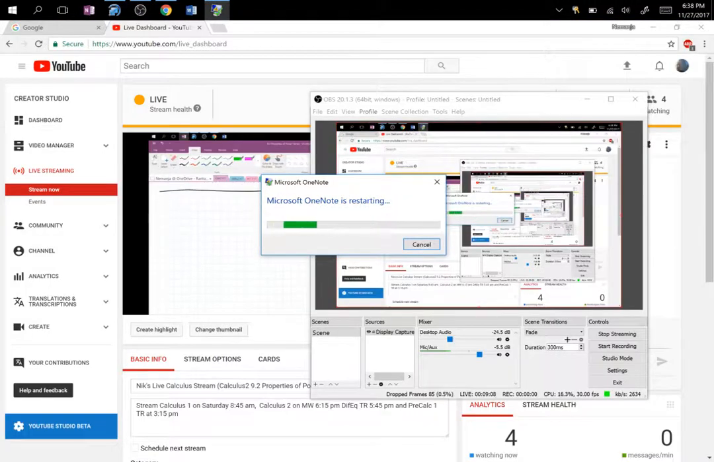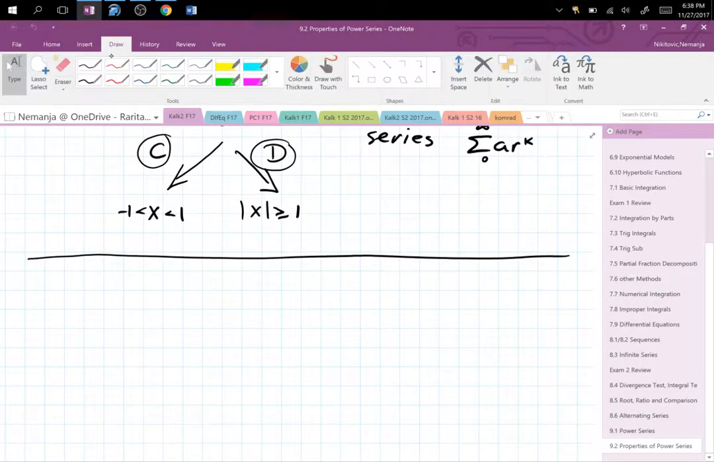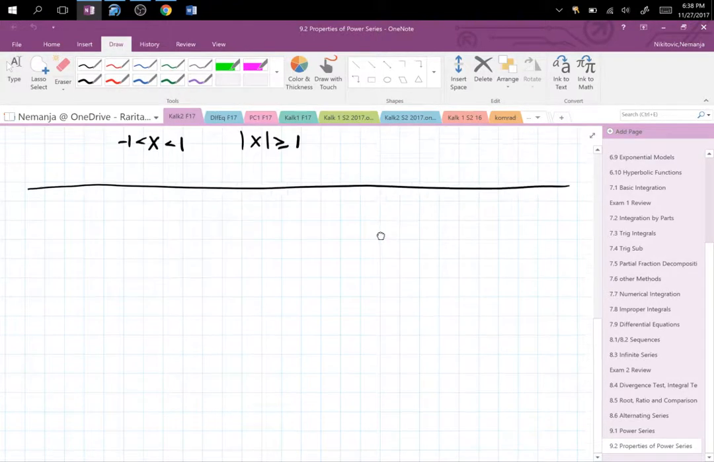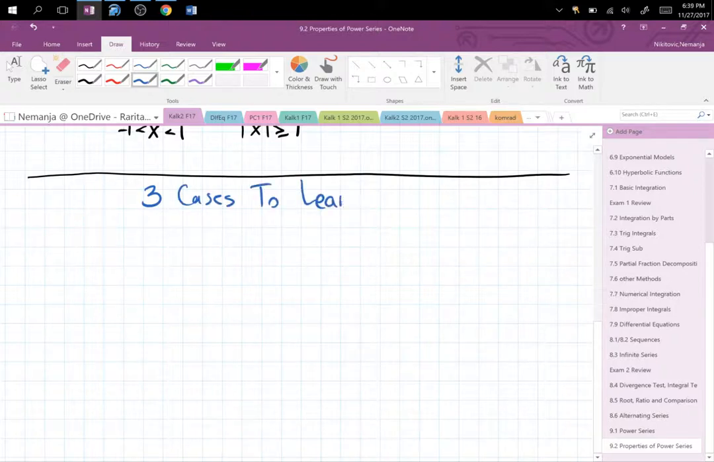Oh God. Yes. Is that the reset the whole computer? No. It's been a long day. I know. 3 final exams. I mean 3 cases.